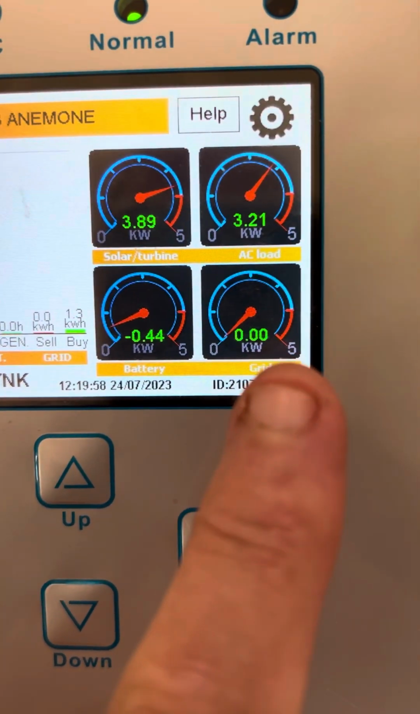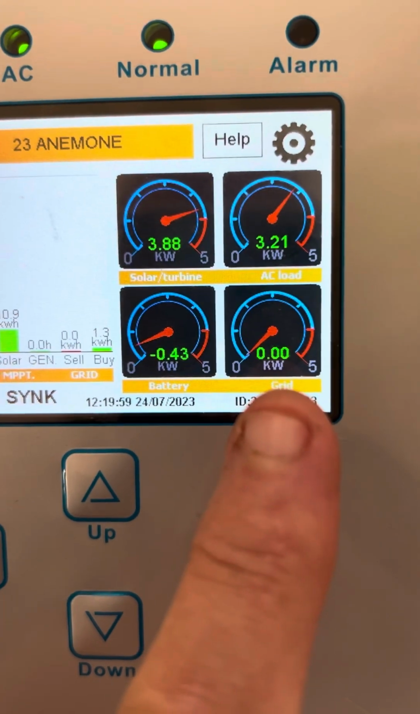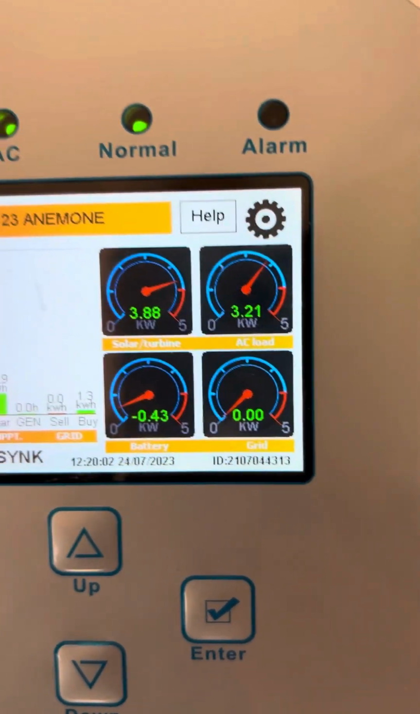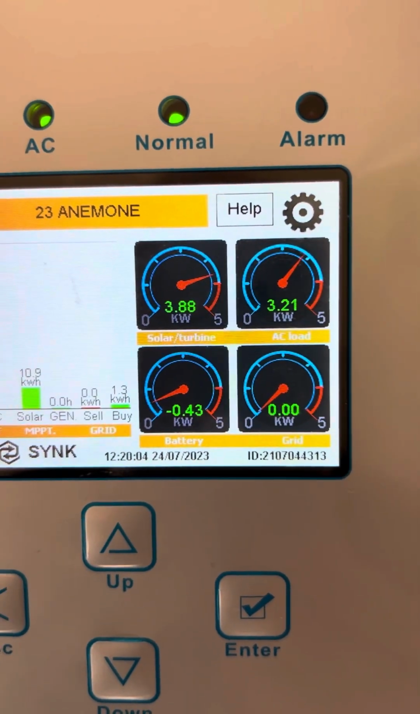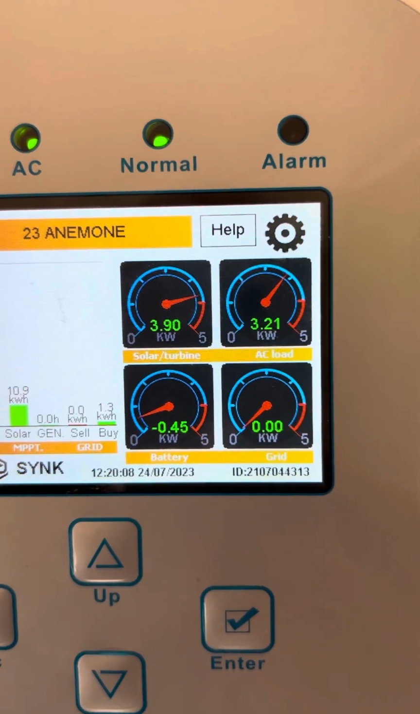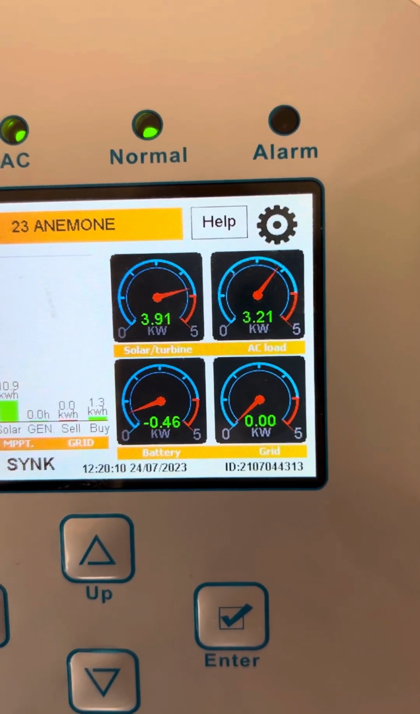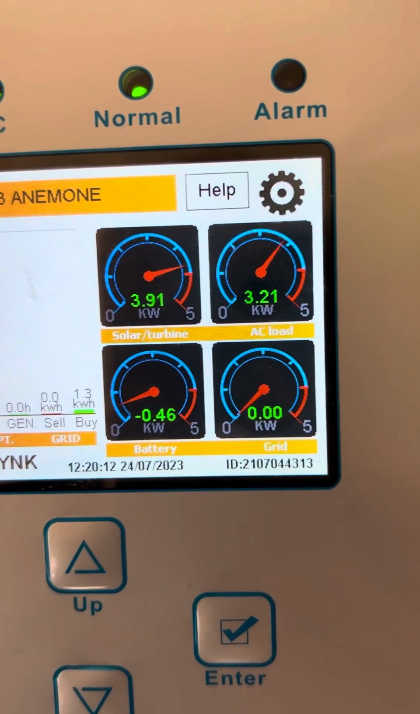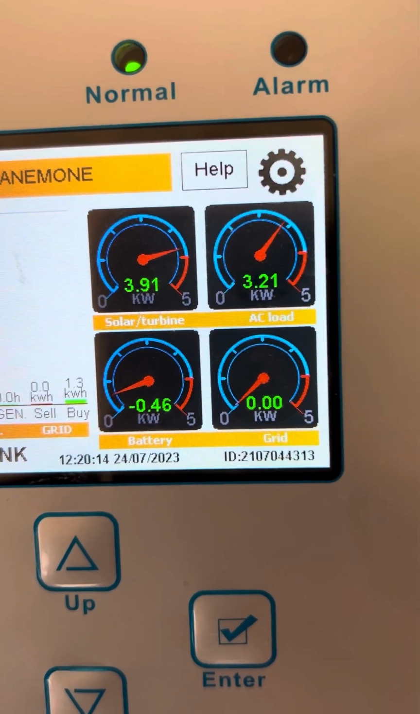Okay, you'll see the grid has just gone minus as it monitors back and forth. But basically at this stage you're using nothing from the grid. Everything is being produced by the panels, is being utilized by the house, and there's a little bit extra to go back into the battery at this stage.